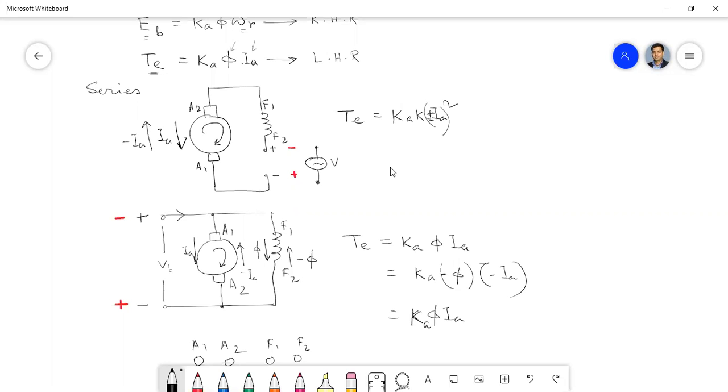My question is, instead of applying a DC voltage, if we apply an AC voltage, then what will happen?